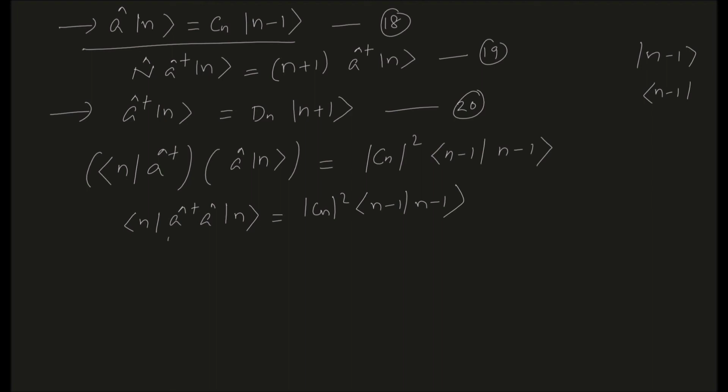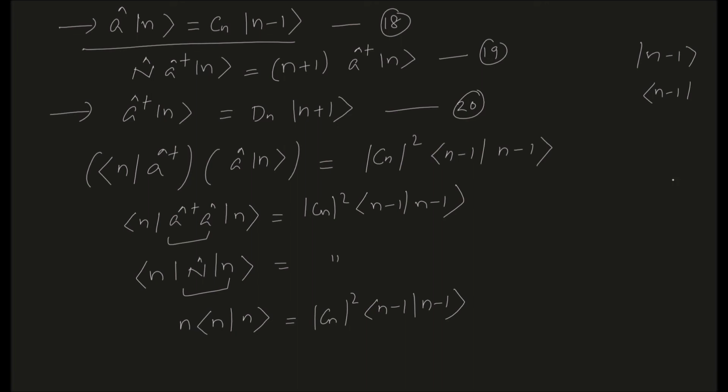Now a dagger a is the operator capital N, right? So this is the same as the right-hand side. Now N acting on |n> will give us an eigenvalue small n times the eigenstate. So what we have as a result of this operation is the eigenvalue n, then <n|n>, and on the right-hand side what we have is modulus c_n squared <n minus 1|n minus 1>.